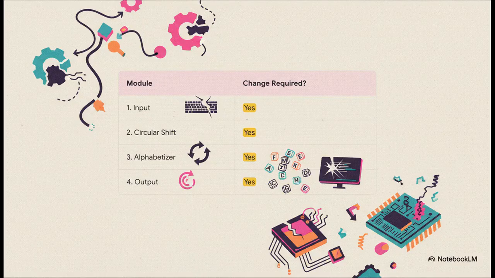Okay, so what happens to our flowchart design? Well, it's a complete catastrophe. An absolute disaster. Because every single module was built with the assumption that it could just reach into memory and grab whatever data it wanted. They all have to be changed. The input module, the shifter, the alphabetizer, the output, every single one breaks. One single design change forces a total rewrite of the entire system.